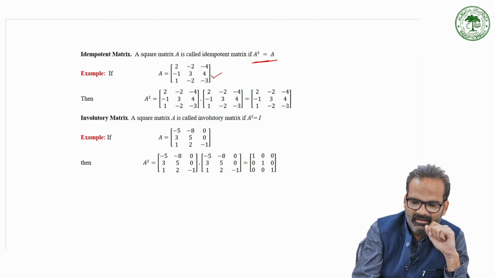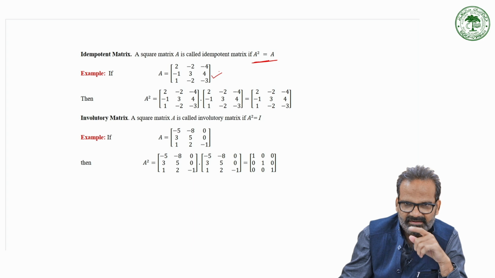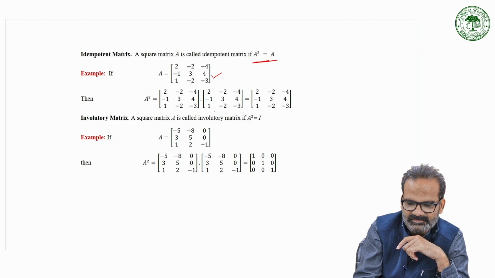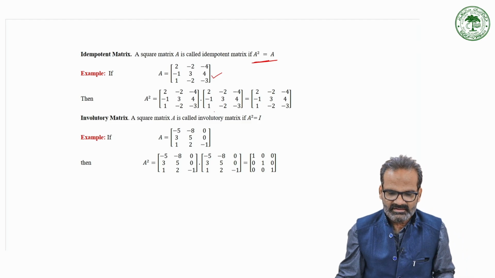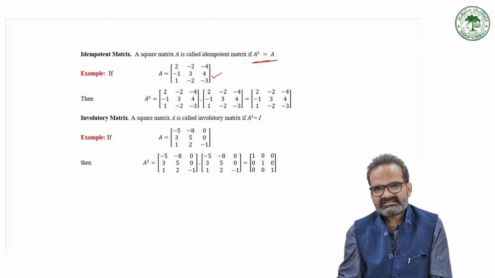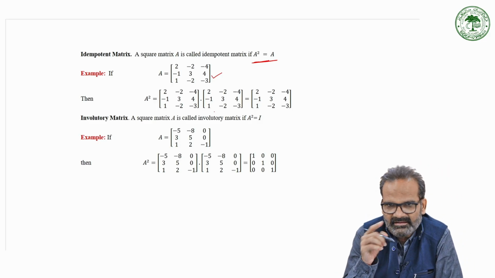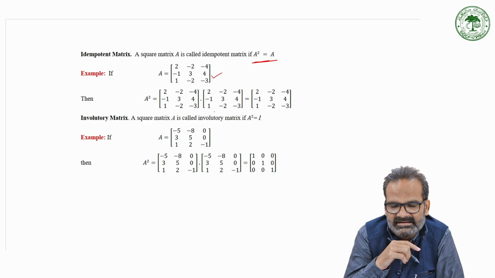This is an example of an idempotent matrix. If you take A as a matrix like this, find A square. A square means A is multiplied with A itself, and the product comes out to be the matrix A itself. You can check that the product of A with A remains the matrix A itself.